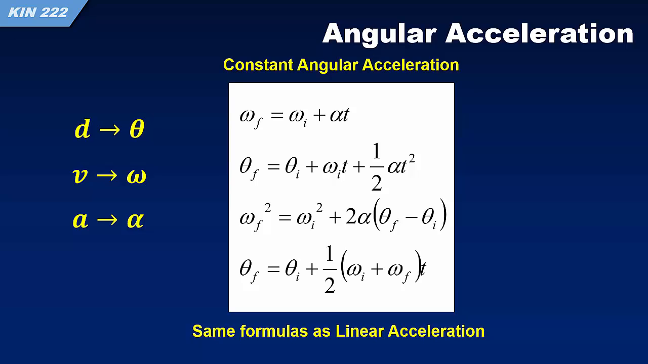So the only thing that's really changed in these formulas is the symbols. We've taken all the d's for displacements and replaced them with thetas for angular displacement, and the v for linear velocity and replaced it with omega for angular velocity, and the a for linear acceleration and replaced it with alpha for angular acceleration. But otherwise the formulas are exactly the same. Again, because those relationships between displacement, velocity, and acceleration don't change simply because it's rotating.